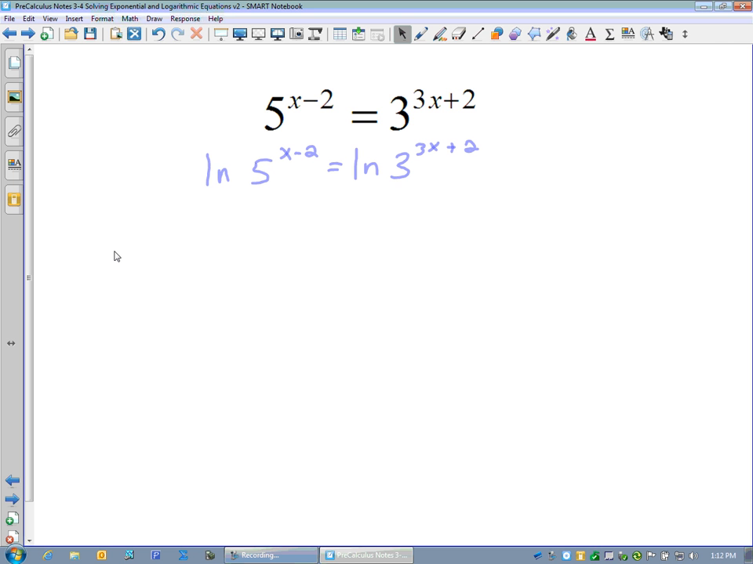So again, I'm going to take the natural log of both sides because I like dealing with natural logs. And now using the power property, I'm going to take x minus 2 and move it out to the front. And I'm going to take 3x plus 2 and move it out to the front of this one.